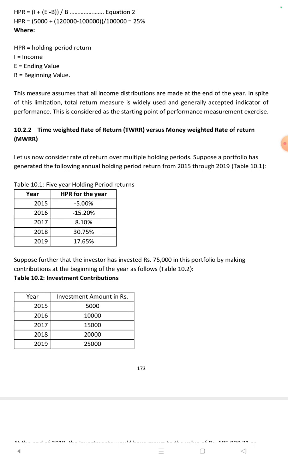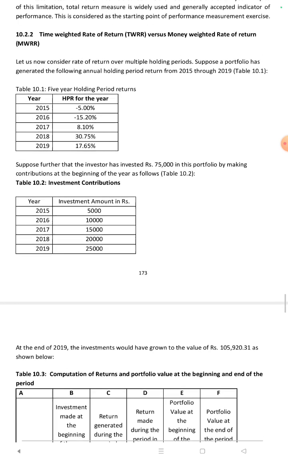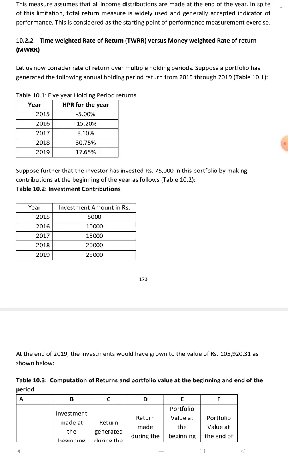This measure assumes that all income distributions are made at the end of the year. In spite of this limitation, total return measure is a widely used and generally accepted indicator of performance. This is considered as the starting point of performance measurement exercise. दूसरा होता है, एक तो होता है होल्डिंग पीरियड, वो इजी है. अब दूसरा है टाइम वेटेड रेट ऑफ रिटर्न.